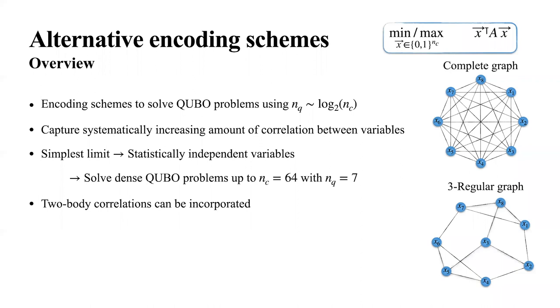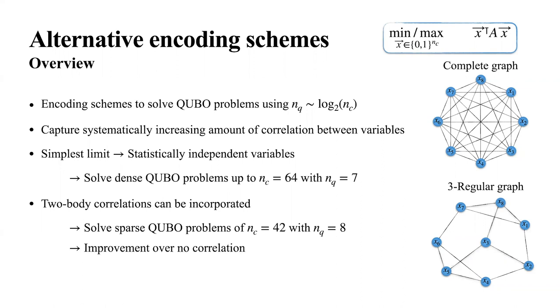After, I will show a specific example of how we can encode these two-body correlations in the quantum state, and I will apply it to an example of a sparse matrix, a max cut problem with 42 classical variables using 8 qubits. And more importantly, I will show that we get a gain compared to the statistically independent variables. And lastly, I will finish by presenting a general framework for extending it to multi-body correlations.